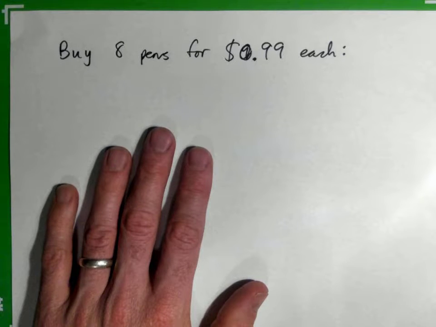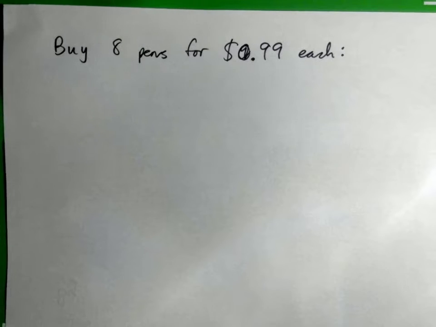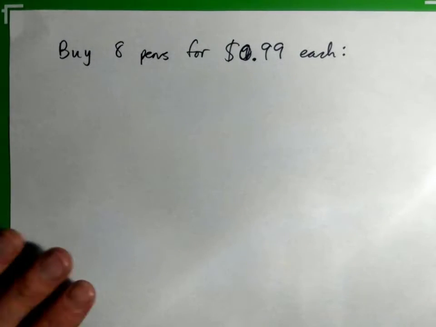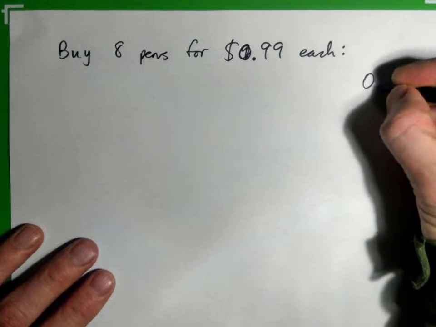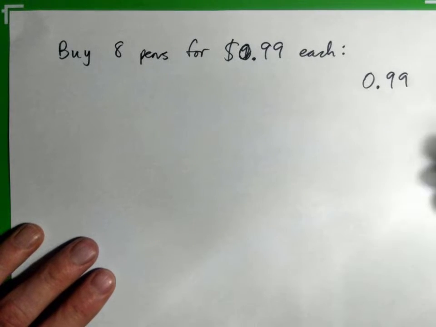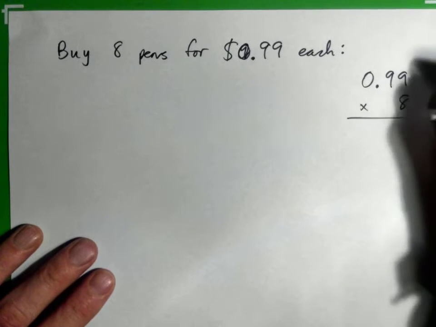So here we're going to buy 8 pens for 99 cents each using the distributive property. Just before we do that, yeah, of course we can plug it in the calculator. Of course we can do long multiplication. The purpose of this exercise, though, is to apply the distributive property a little bit so we can understand it. But I'm going to do this right away anyway.